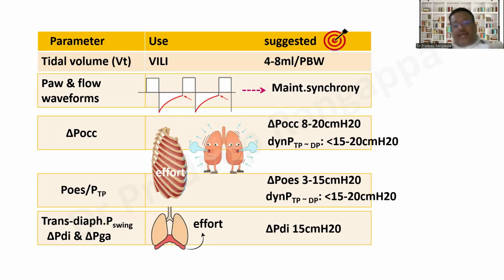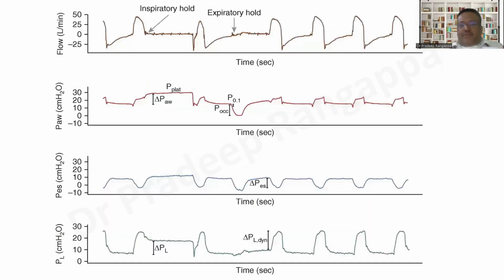And there is something called transdiaphragmatic pressure that we measure by direct probes put on the diaphragm. Even there, your change in the transdiaphragmatic pressure should be around 15 centimeters of water. All these pressures, which are around 15 to 20 and less than 15, indicate that the stress on the diaphragm and the lung is acceptable. Anything more is bad, anything less is also bad. That is the take-home message for you.